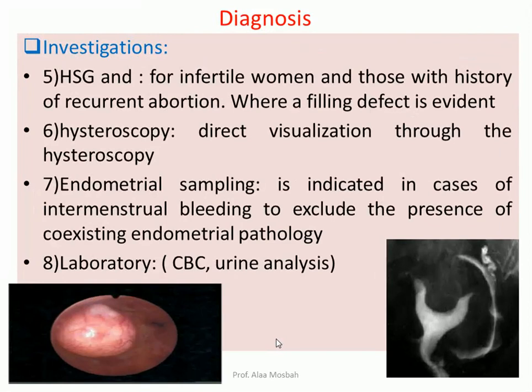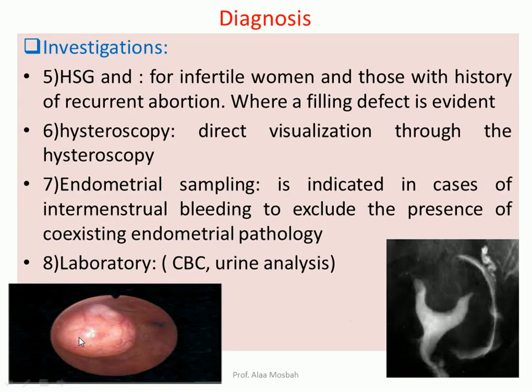Again, an investigation: hysterosalpingogram in infertile women and those with a history of recurrent abortion, we can see a filling defect. Like this picture, as you see, this is a fundal myoma bulging inside the cavity causing a filling defect. This is a filling defect on hysterosalpingogram, the dye injected here inside the uterus.